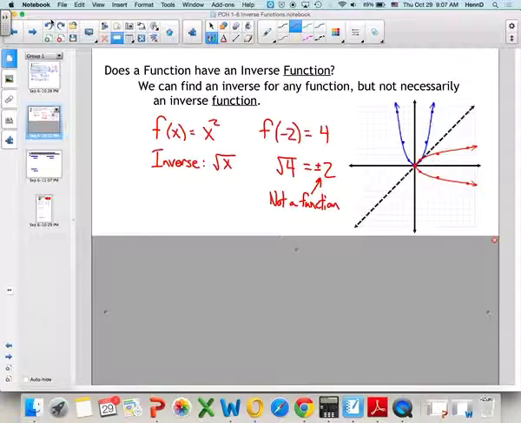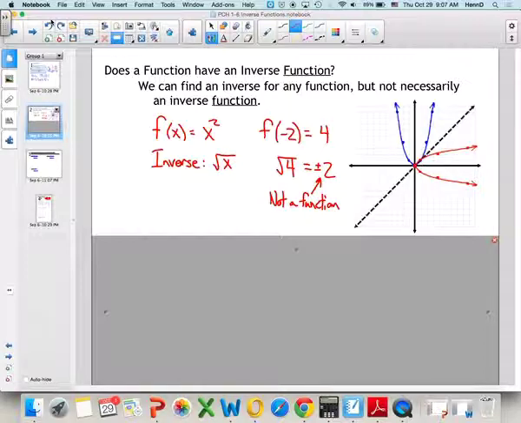Because see, if I tried f of -2, -2 squared is positive 4. But then if I try the inverse, square root, the square root of 4 could give me two different possible answers. So this function is not necessarily going to take me back to exactly where I started. It gives me two options, and one of them happens to be where I started, but that's not good enough to have an inverse function.